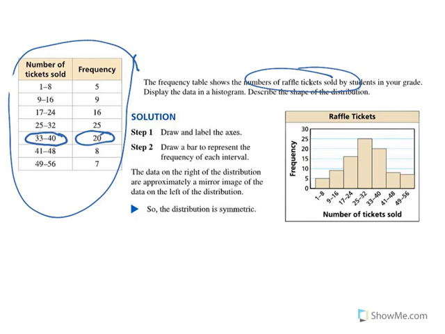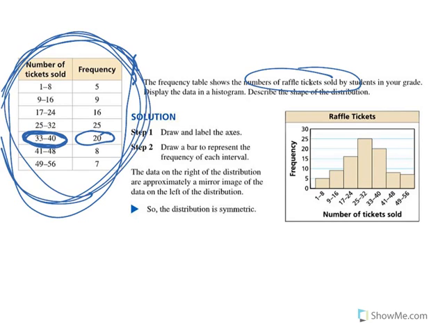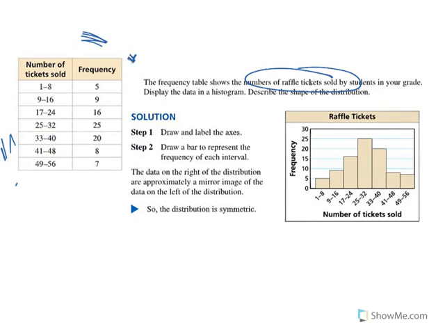So 20 times somebody sold between 33 and 40. That's what this is all saying. So you'll be given something kind of like this, or you might have to make that from the data that you're given, which we'll get to in a little bit. Okay? In order to make your histogram.